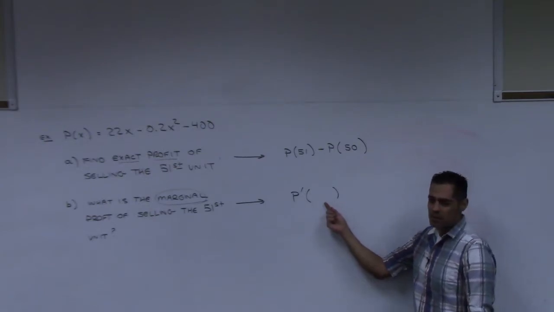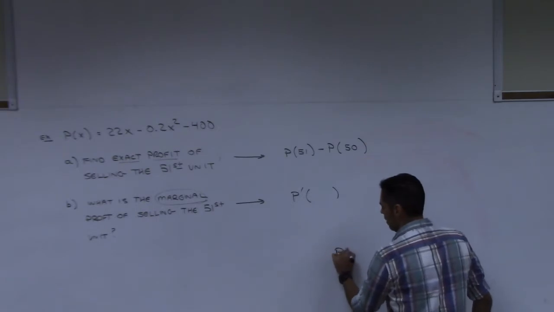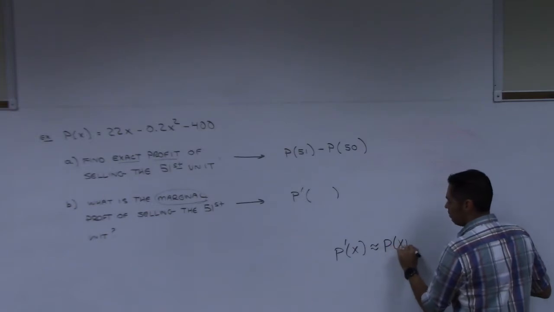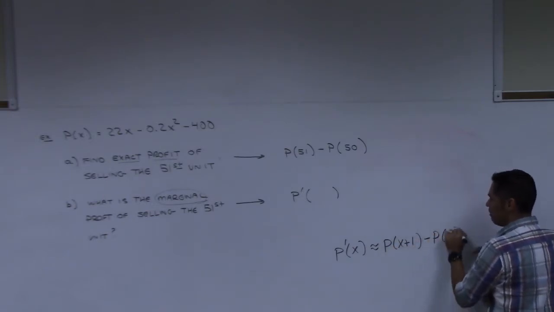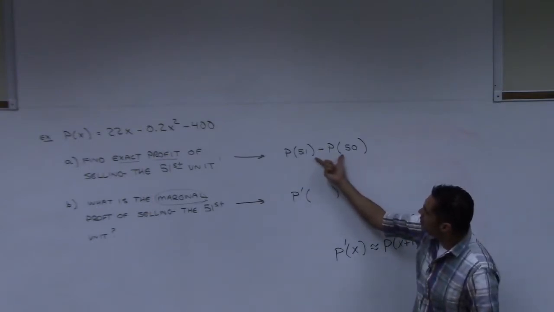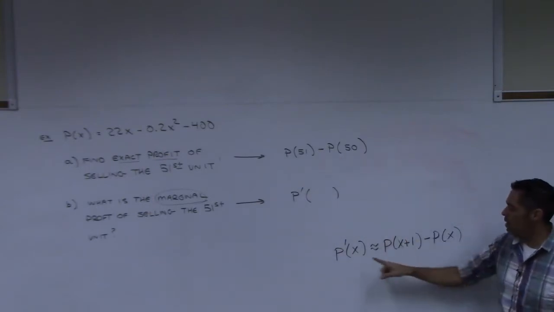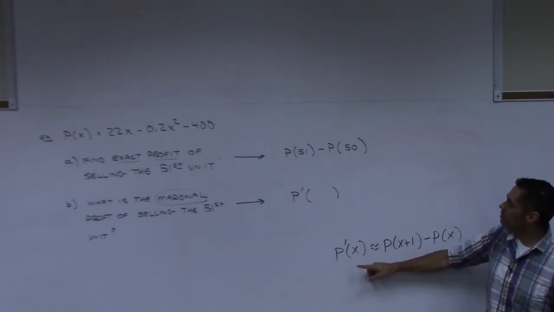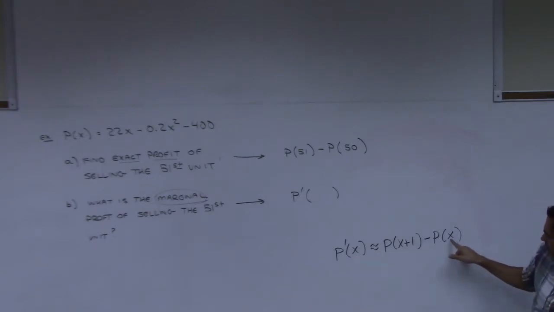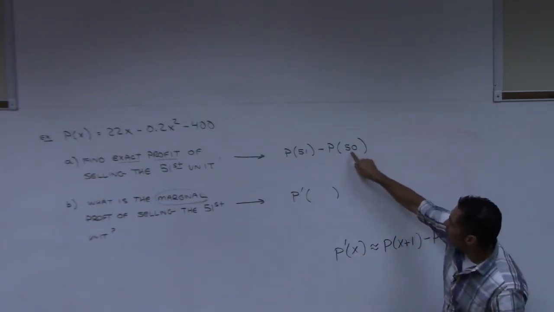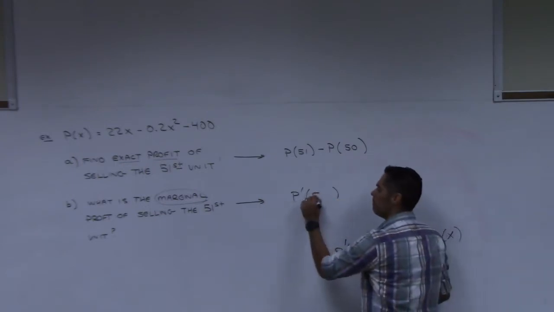I put the formula up here just a second ago. I said this, P prime of x, is approximately equal to P of x plus 1 minus P of x. Isn't that what I wrote? So if I'm going to be trying to find this right here, I can approximate that with what? P prime of... is it 51 or 50? That's what I'm trying to get at. So look, this one right here is x, that's x. This is x plus 1. So I actually need to do 50 in the derivative.